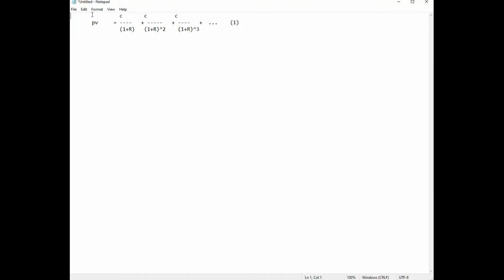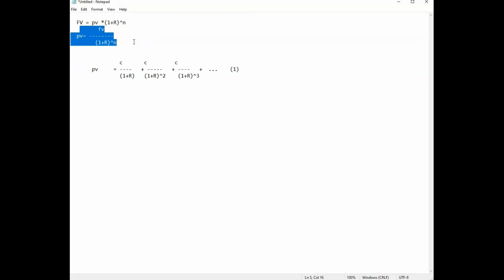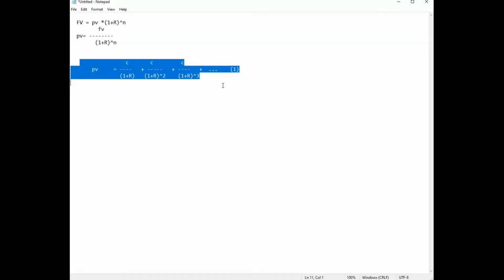From the previous, we know there are 2 functions. We show the future value equals present value times 1 plus r to the power n. Another function is the present value equals the future value discounted by n periods. To derive present value of perpetuity, we simply apply this function to calculate present value of each future cash flow.